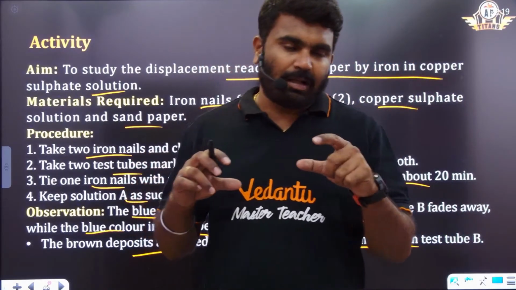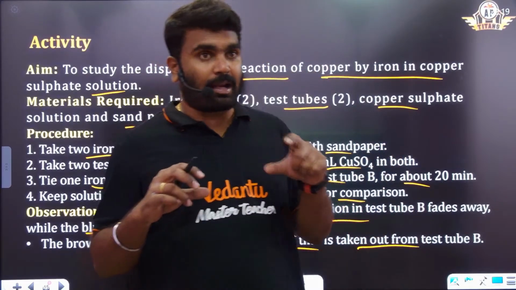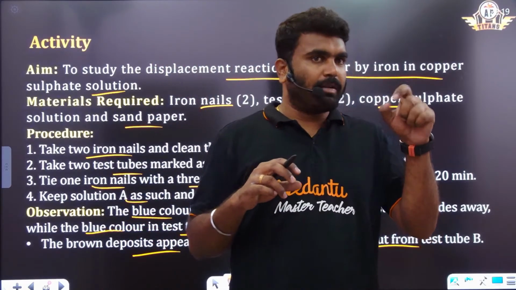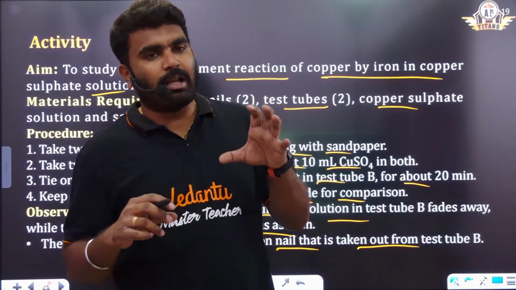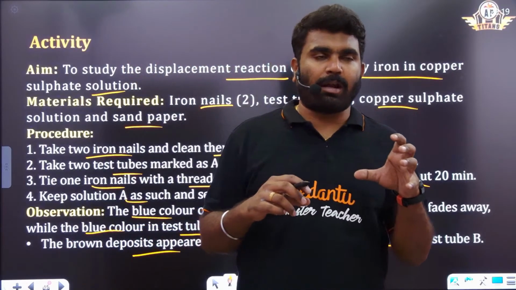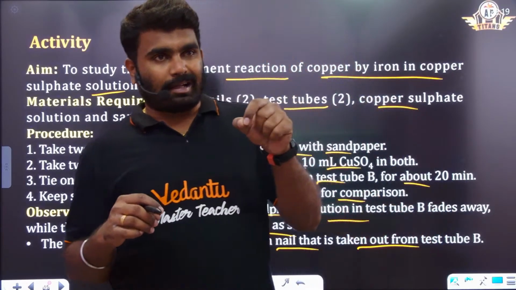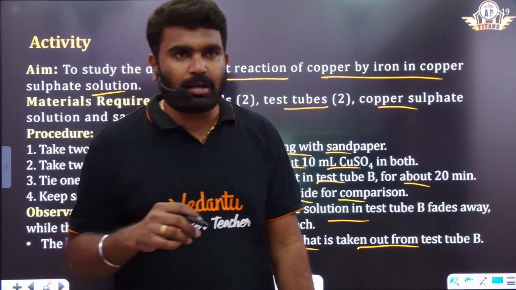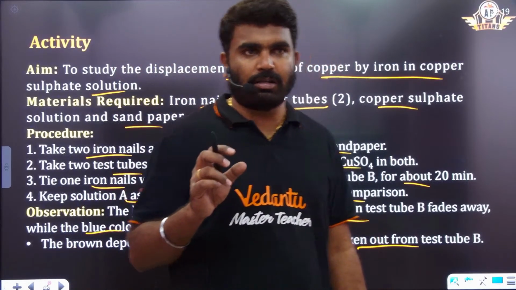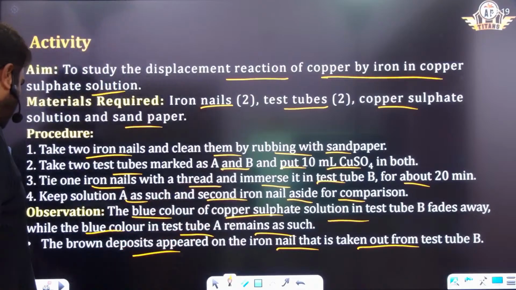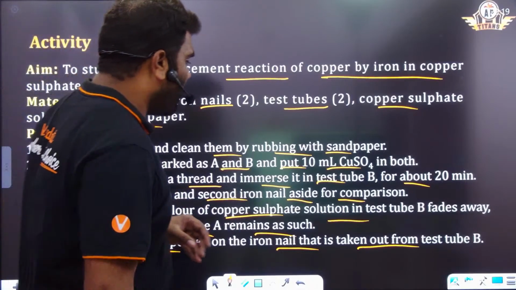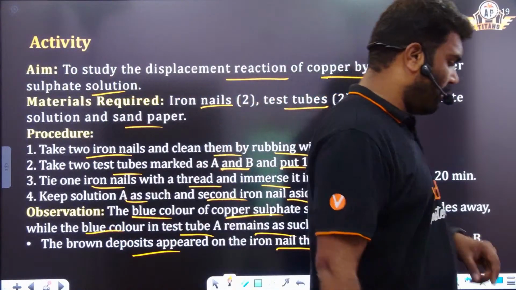So that will change the color of the copper sulfate solution which has the iron nail. The color of the copper sulfate solution with the iron nail fades. The brown deposit appeared on the iron nail that was taken out from the test tube.